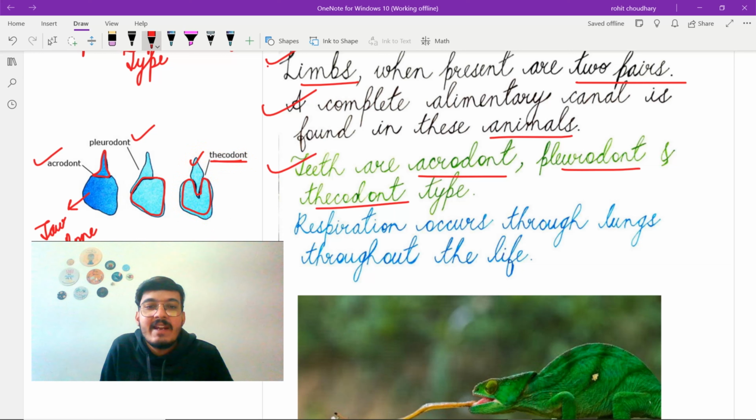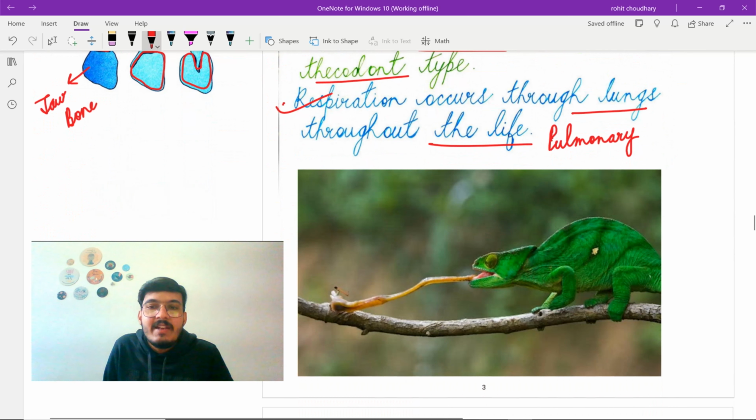The next characteristic feature is respiration occurs through lungs throughout the life. So which type of respiration is present in the members of class Reptilia? Pulmonary respiration. Respiration through lungs.